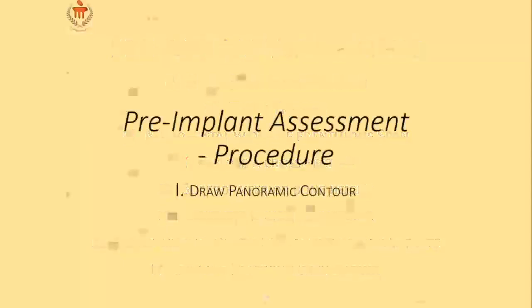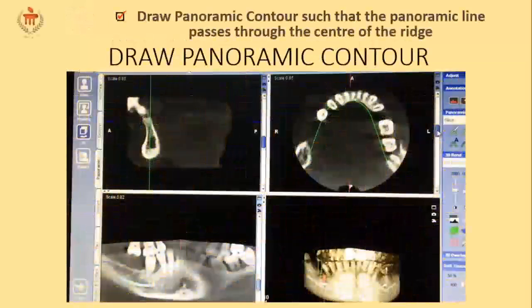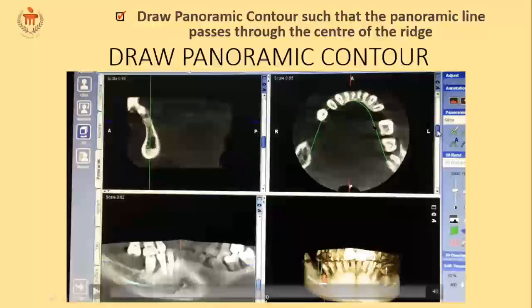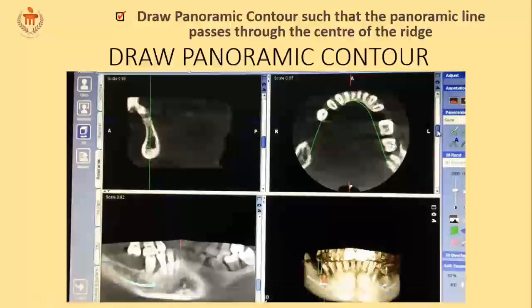Okay, the first step is drawing a panoramic contour. I'm using a different software, so you don't worry too much. What you're essentially doing, on the top you see, is you draw a panoramic contour. You have an axial section there, and you're just drawing a panoramic contour line. If you do that, you'll get a panoramic image.